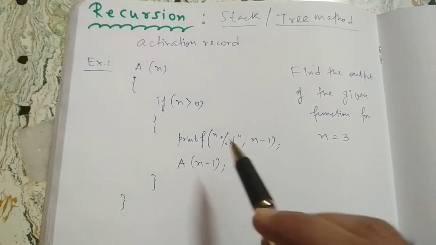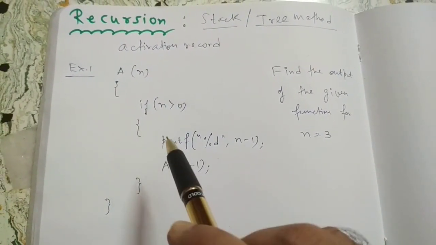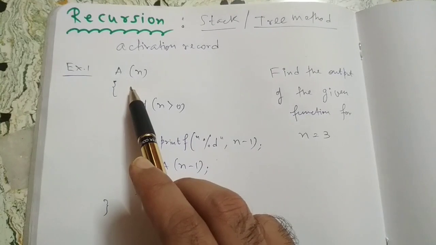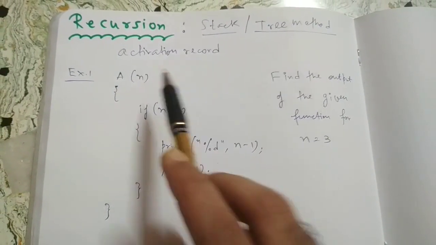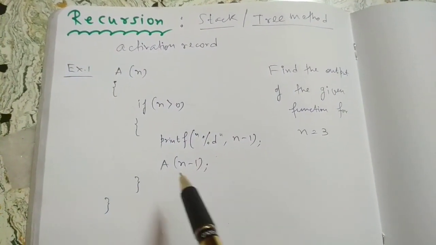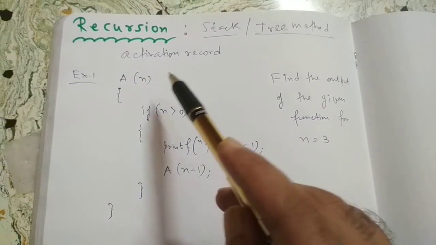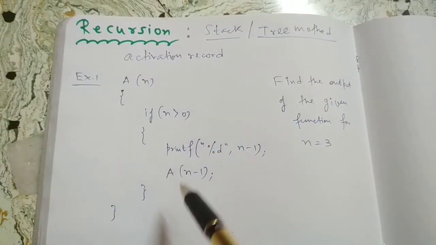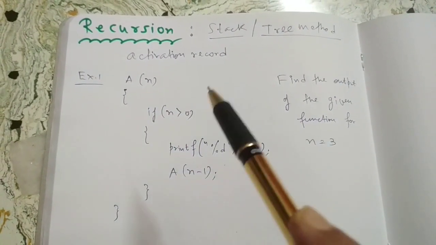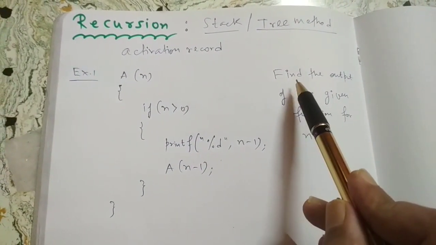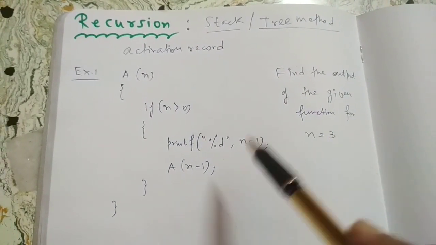Okay, let's look at this example. We have been given a recursive function. How can I say that this is a recursive function? Look, this is a function whose name is a, and it takes an input n. Inside this function body, there is a call to the function a itself. So a is calling itself, and that is why this function is called a recursive function. We have been asked to find the output of the given function for n is equal to 3.